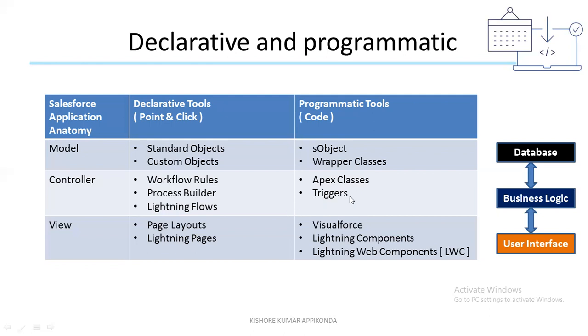Just to give an example, each and every client requirement we may not achieve through the declarative tools. If not, then only you go with programmatic means, which means you have to write some code. To achieve any kind of business logic in this controller, make sure you learn Apex classes and triggers. Then the view comes under the front end user interface.